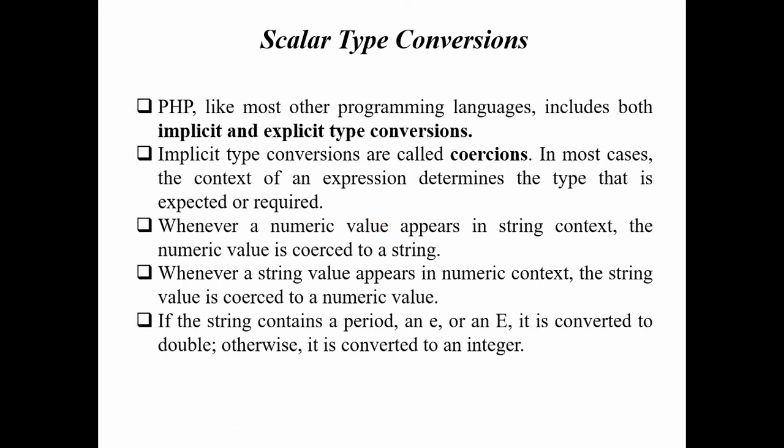So whenever a numeric value appears in a string context, the numeric value is converted to a string. Similarly, whenever a string value appears in a numeric context, the string value is converted into a numeric value. This is applicable in the case of a table also. That is what implicit conversion is all about. It is based on the context and is automatically converted. So now we have explicit conversion.